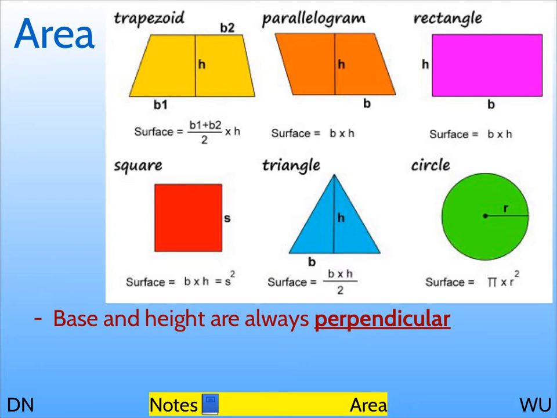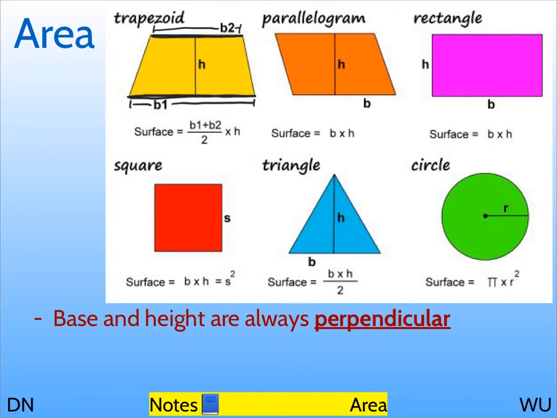So these are the formulas you're going to need to know for area. Right here, I just stole this graphic from the internet, but what they mean by surface for all of these is just the area. For this first one, when it says B1 plus B2, base 1 means this whole thing is base 1, and the whole thing here is base 2. So what you do is add the two bases and then divide by 2.